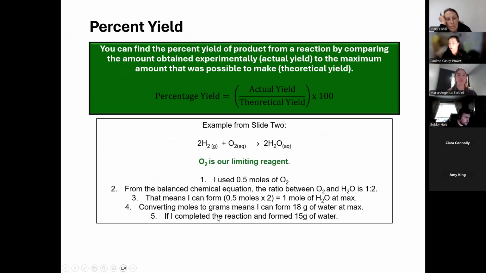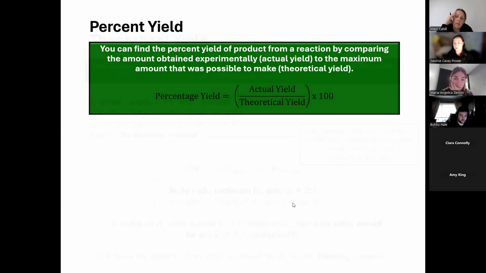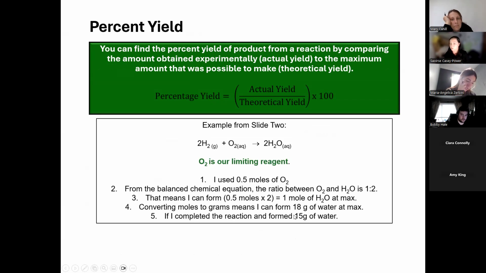Then, converting the moles to mass, similar to what we've just done in some of our examples, converting moles to grams using the molar mass of water. If I form 1 mole, the molar mass of water is 18 grams per mole. So if I multiply 1 by 18, I can only form 18 grams of water at most. Just converting the moles into grams there.